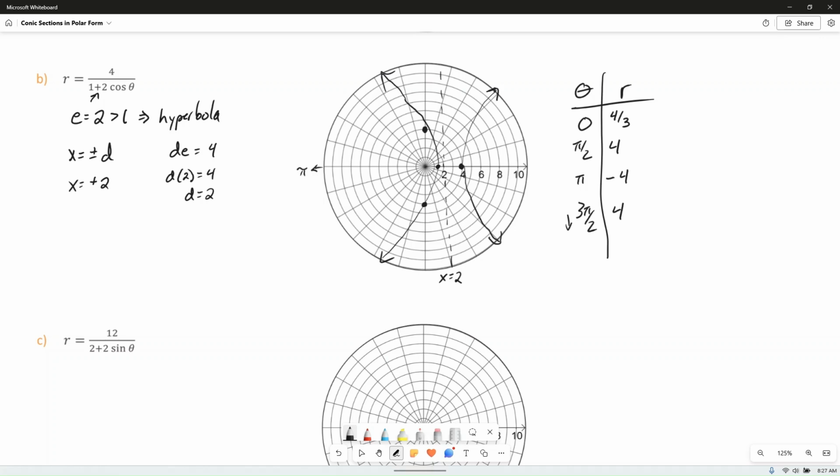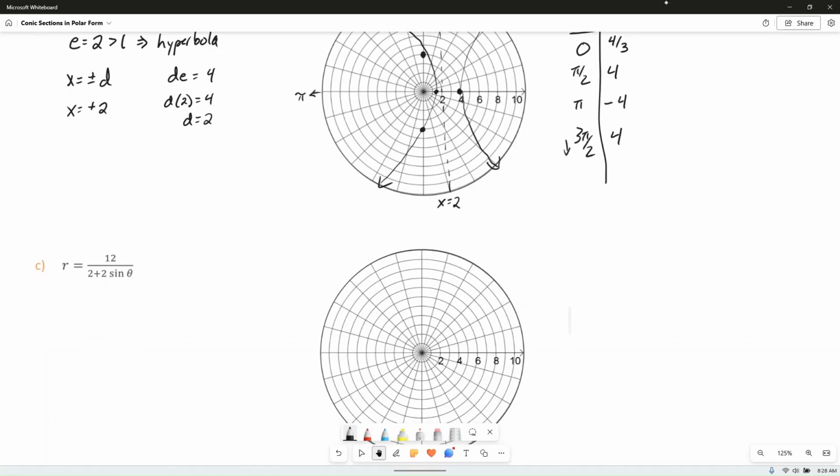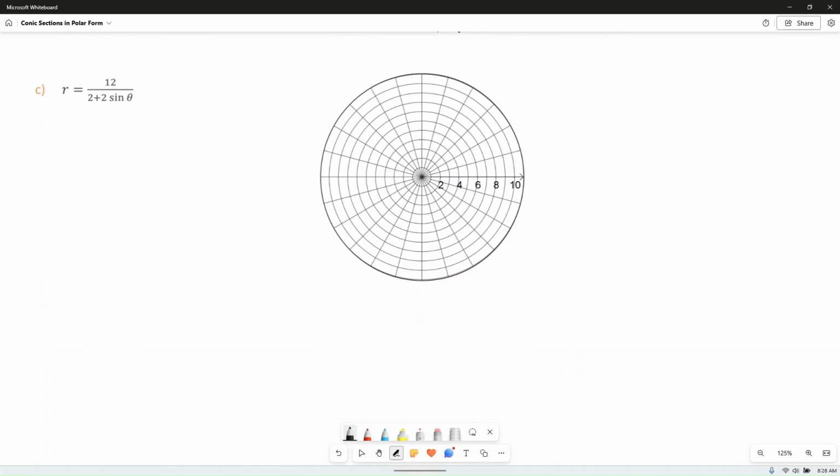And so that's what our hyperbola will look like. All right, let's look at one more, and then we'll be done. So this time we have the equation r equals 12 divided by 2 plus 2 sine of theta.